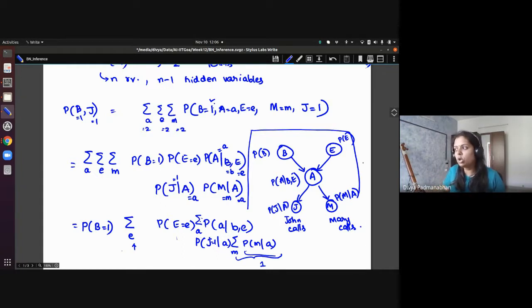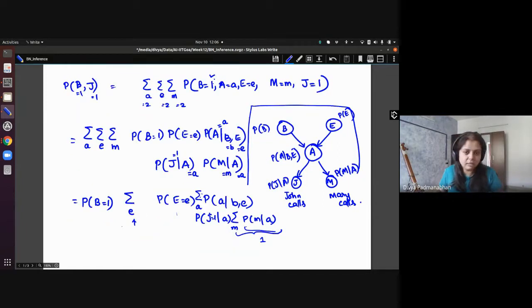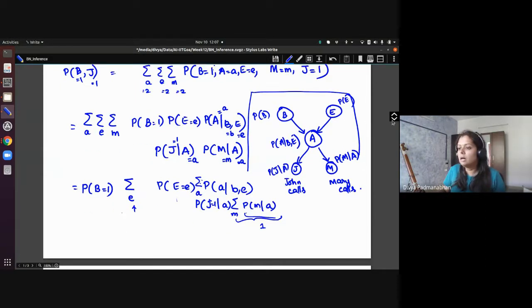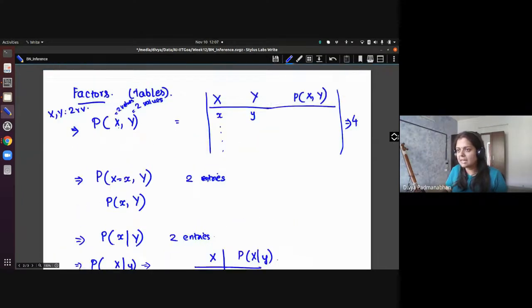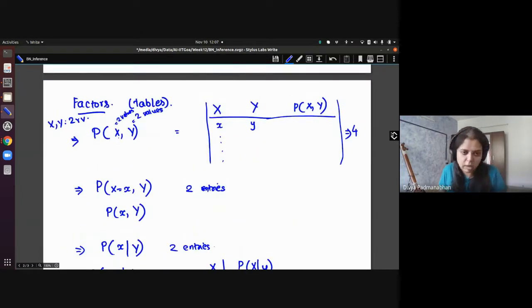To do that, we defined the notion of factors. Those were intermediate tables in your Bayes net, and we were looking at the join operation. In these computations you have summations and products, so you need to be able to do some summations and some products. The join operation is basically the product operation, and it takes two factors. Factors are tables that you have in your network, and some examples were these probability tables.